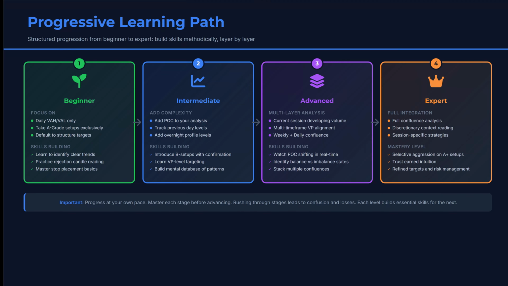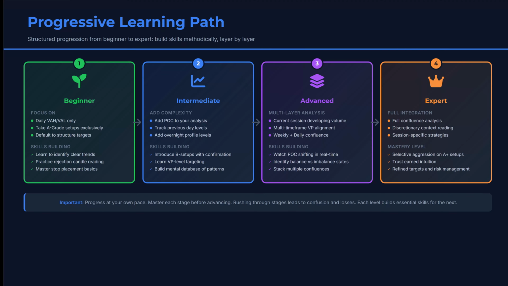Multi-time frame volume profile alignment. Stack daily, weekly, and overnight profiles. Look for confluences where multiple time frames align at the same price level. Weekly plus daily confluence. If weekly VAH aligns with daily POC, that's a high probability level. Mark it, prioritize it. Skills building at the advanced stage.